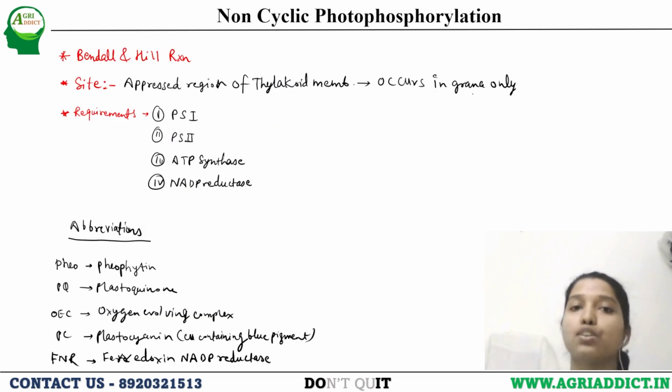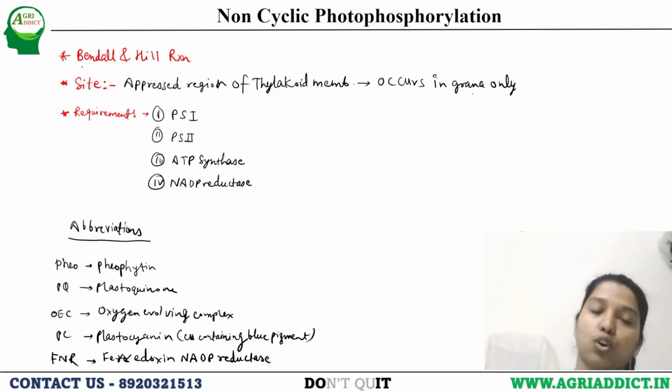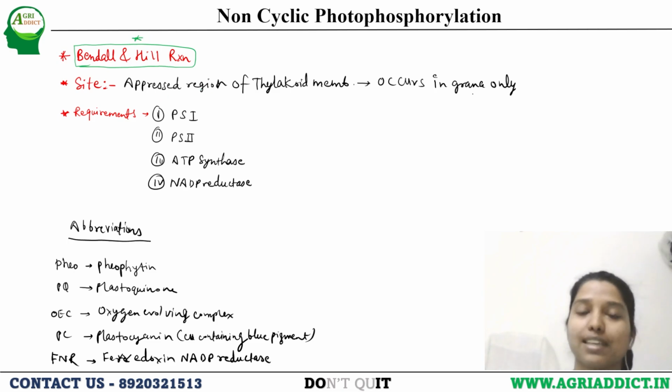So let's move. First is non-cyclic photophosphorylation. This process is also known as the Hill reaction. This you have to remember. And the site for this non-cyclic photophosphorylation is the appressed region of the thylakoid membrane.